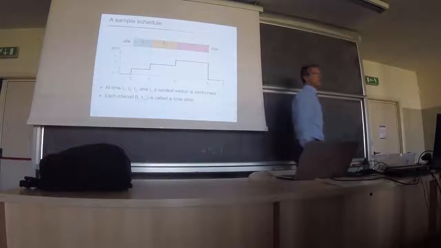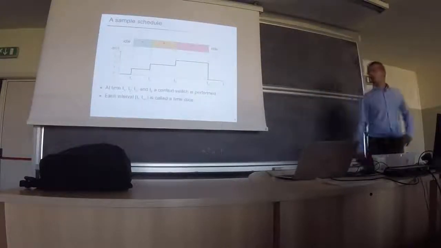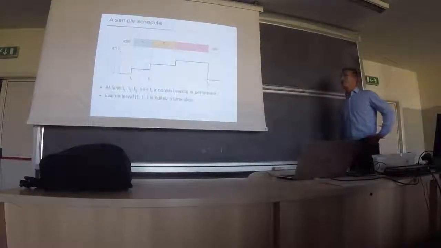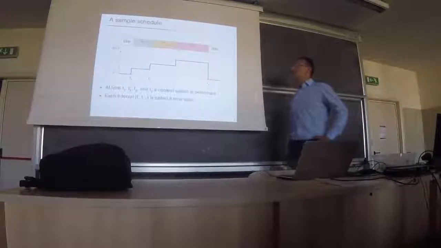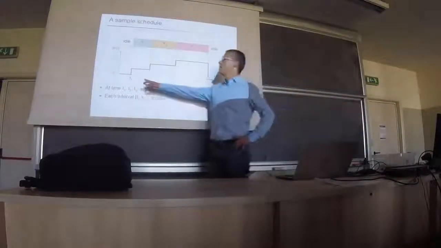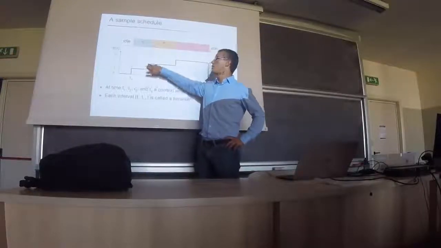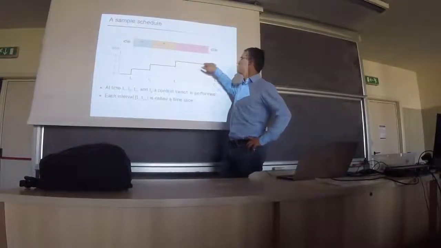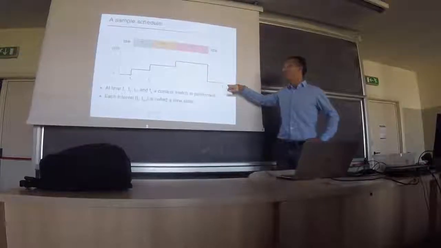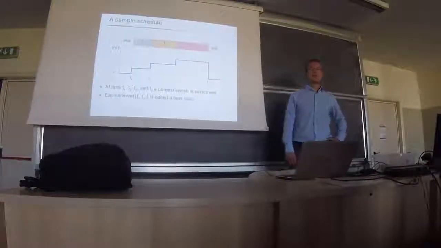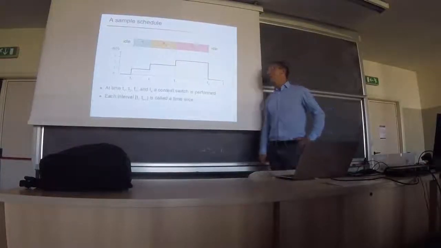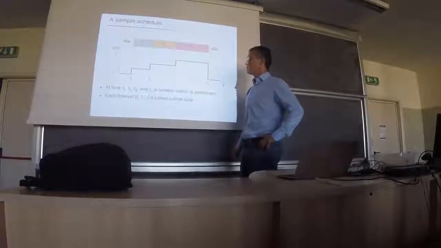This is a simple example of a schedule function. We have 3 tasks. I decide first to schedule task 1, so the schedule function goes to 1. At some point I want to schedule task 2, at some point task 3, and then my processor goes back in an idle state. It's a very simple stepwise function.